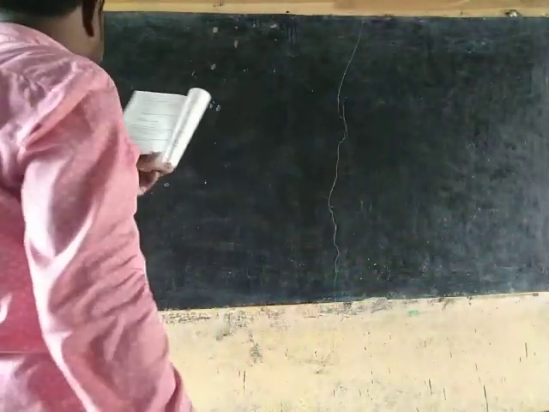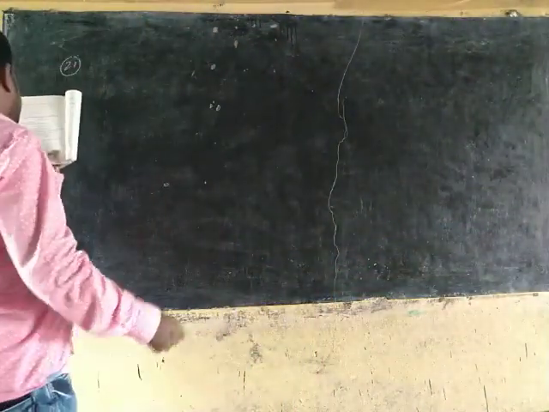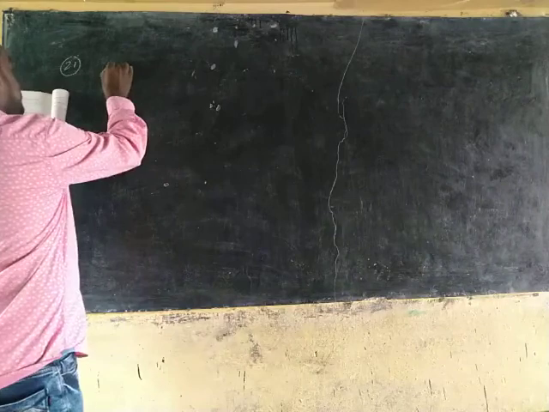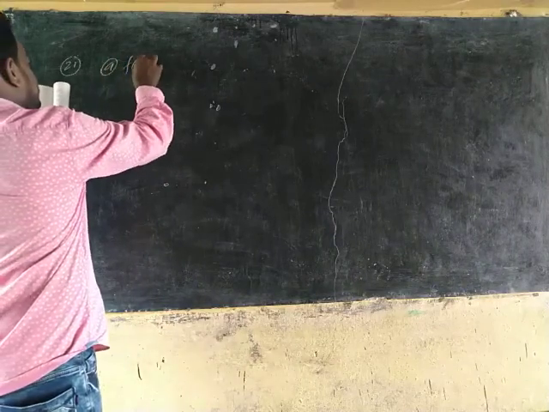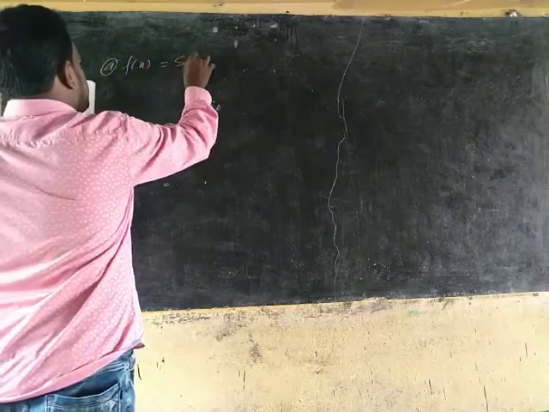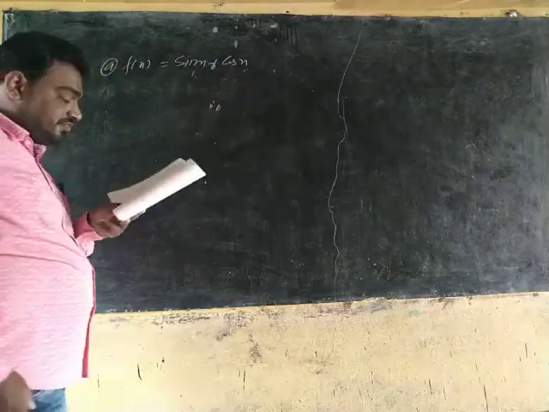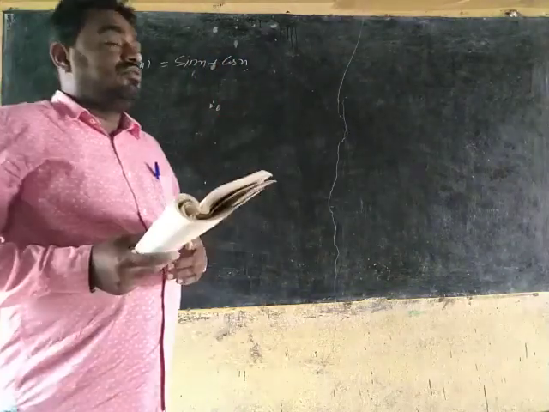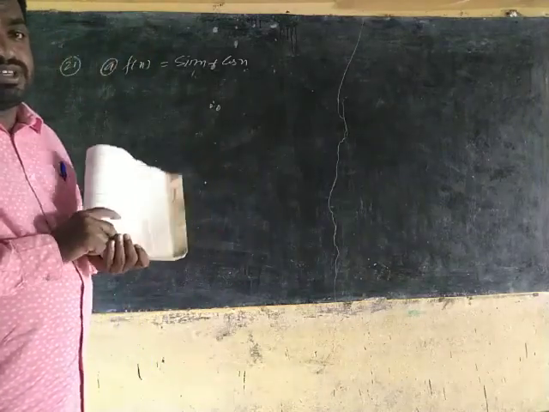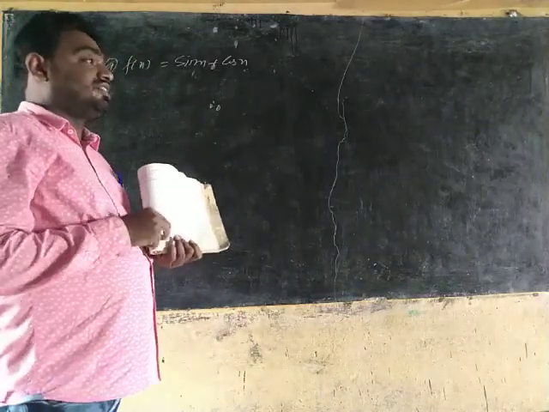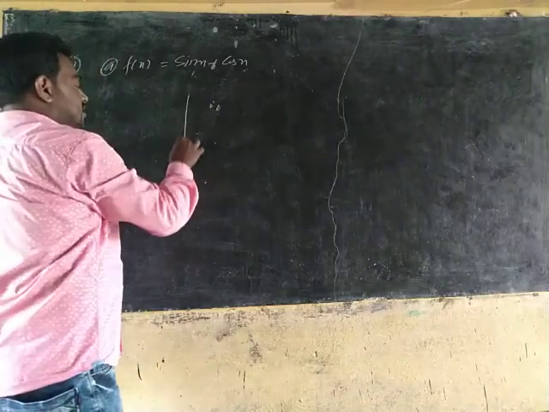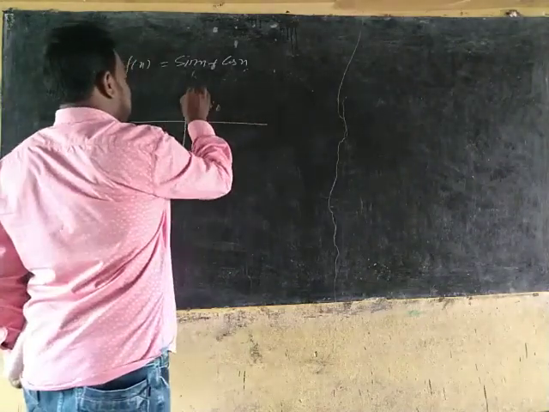Now question number 21. Next, question number 21, you see, discuss the continuity of the following functions. The function is f of x is equal to sin x plus cos x. So we need to discuss the continuity of the functions. Already I explained this one. Sin x and cos x are always continuous functions only.